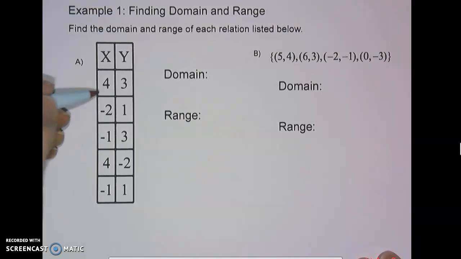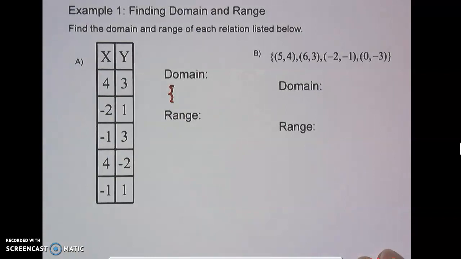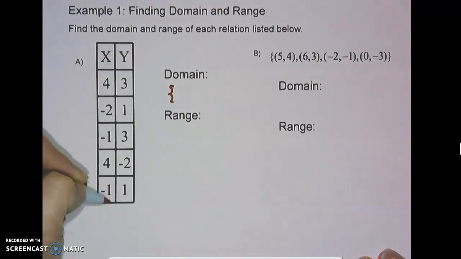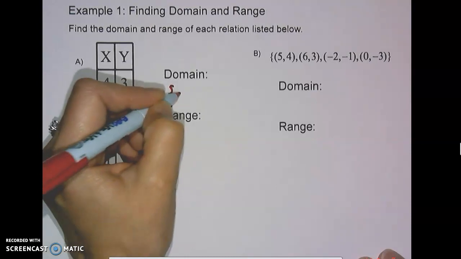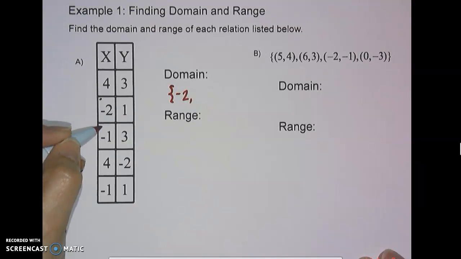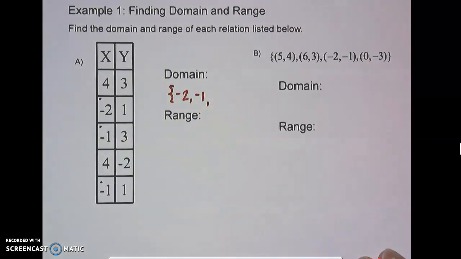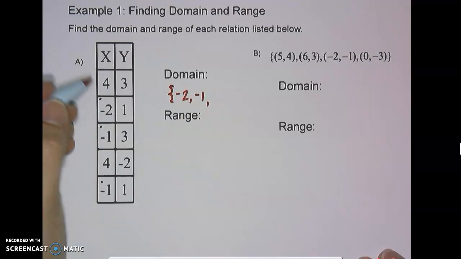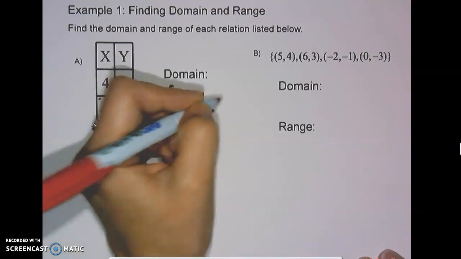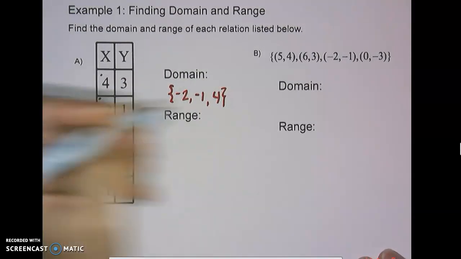So our domain is going to be all of our x coordinates, but we're going to make sure that we're listing them from least to greatest in fancy brackets without repeating. So I'm going to draw my left fancy bracket, and the smallest number out of all of these is going to be -2. And I put a dot there so I make sure that I take care of it. I don't forget it. The next smallest number would be -1. And I see that written twice. So I'm only going to write that once in my domain, even though it occurs twice. And then 4 is our last domain value. And we have all of those domain values taken care of.